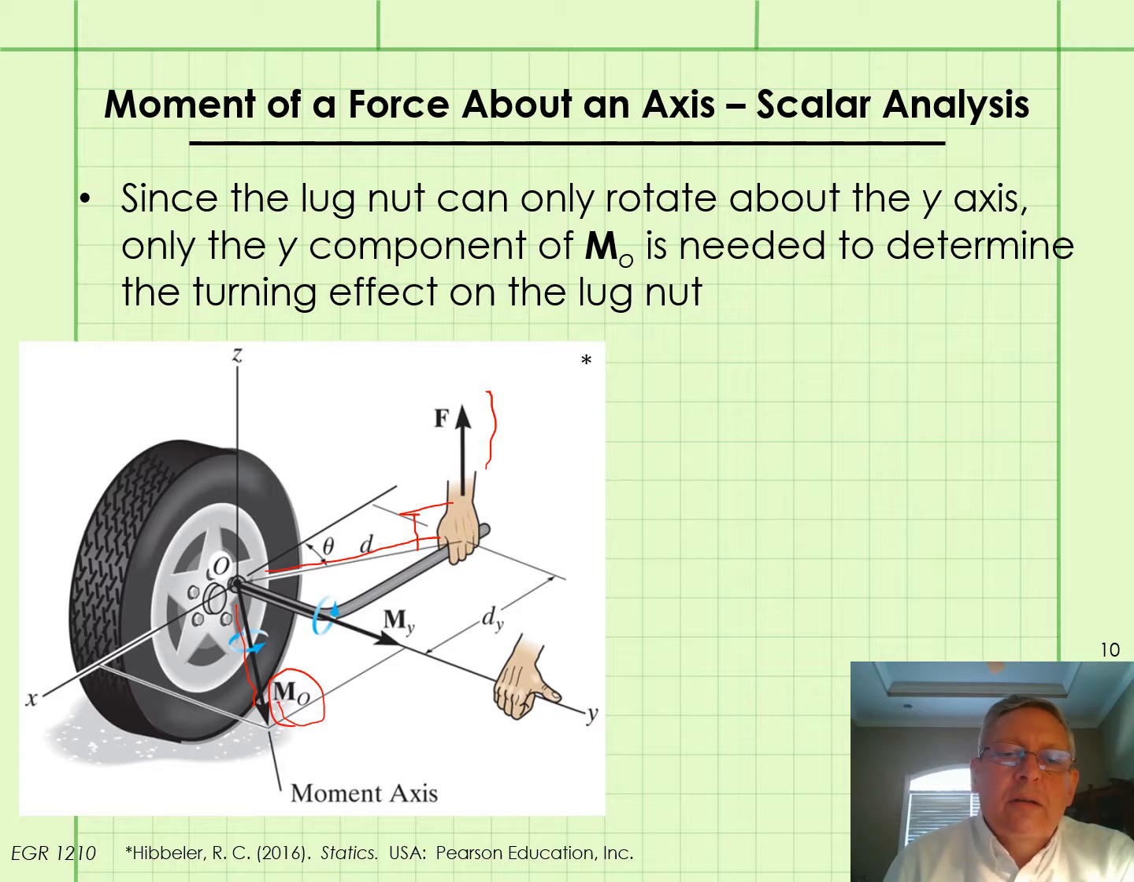And the useful component of that moment is going to be along the y-axis, which is the axis that the lug nut rotates around. What's not shown here is there's also a component along the x-axis, which is not useful. This would be M sub x.